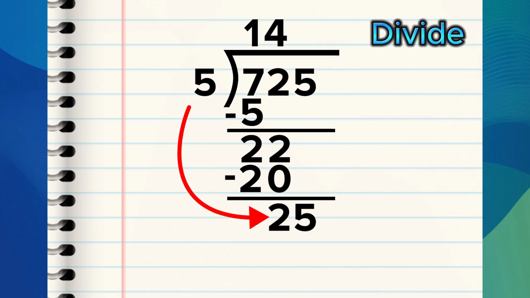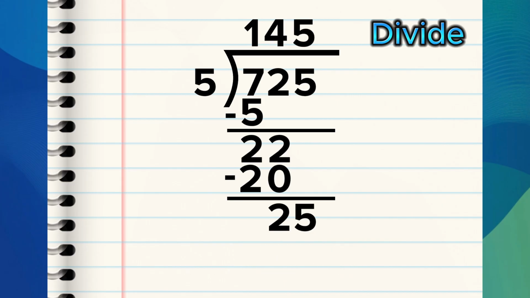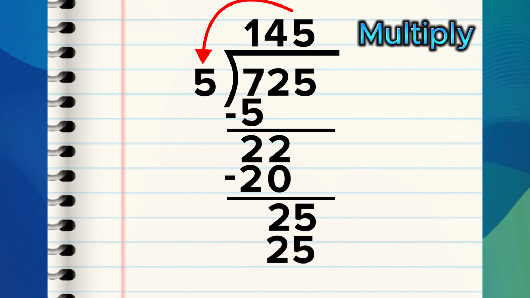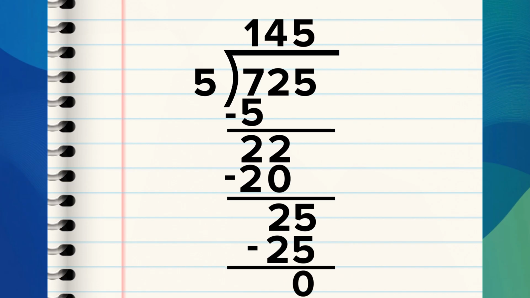5 goes into 25 5 times. I know this because 5 times 5 is 25. So I'll write a 5 here. I multiply those and put that number under the remainder. Then I subtract those numbers. 25 minus 25 is 0. I have no other numbers to bring down and a remainder of 0, so I'm done with this problem. My answer is 145.